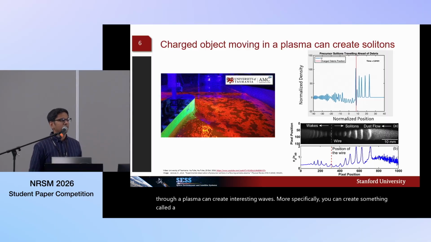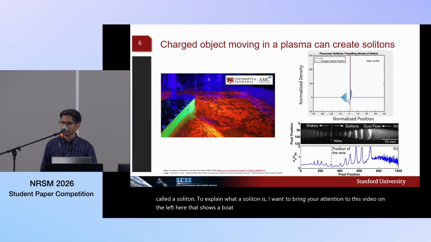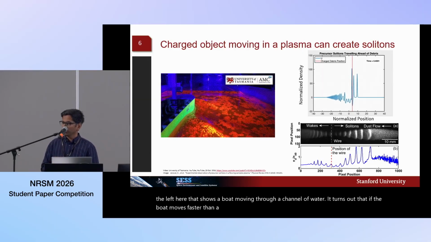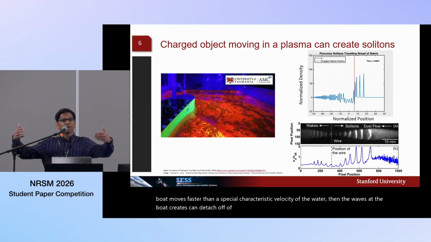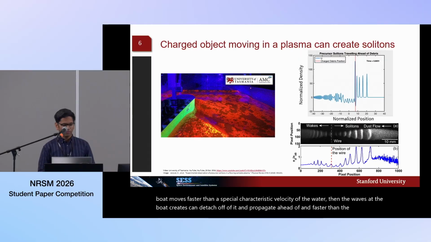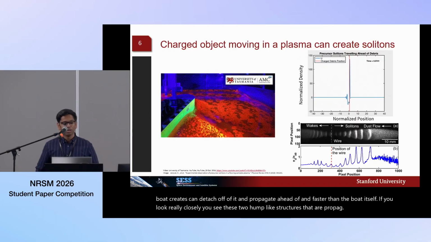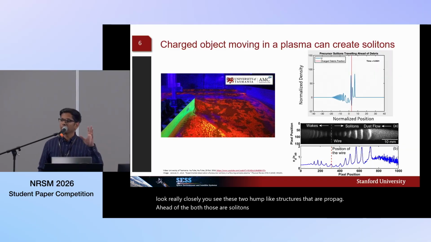To explain what a soliton is, I want to bring your attention to this video on the left here that shows a boat moving through a channel of water. It turns out that if the boat moves faster than a special characteristic velocity of the water, then the waves that the boat creates can detach off of it and propagate ahead of and faster than the boat itself. If you look really closely, you see these two hump-like structures that are propagated ahead of the boat. Those are solitons. They were discovered in water, but they're not unique to it.